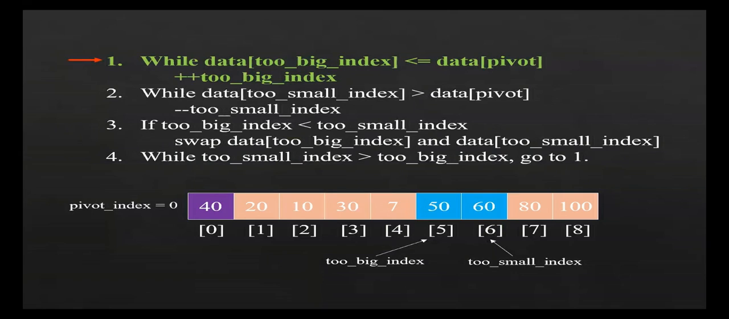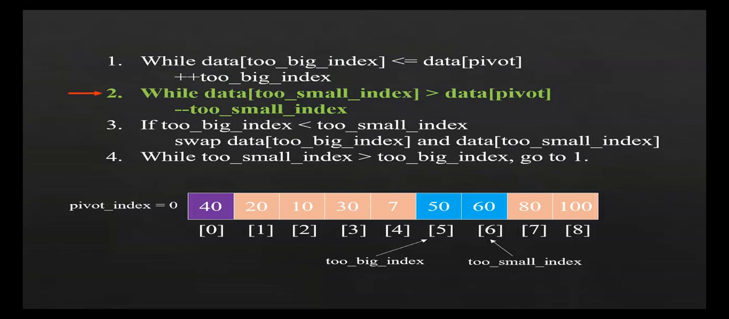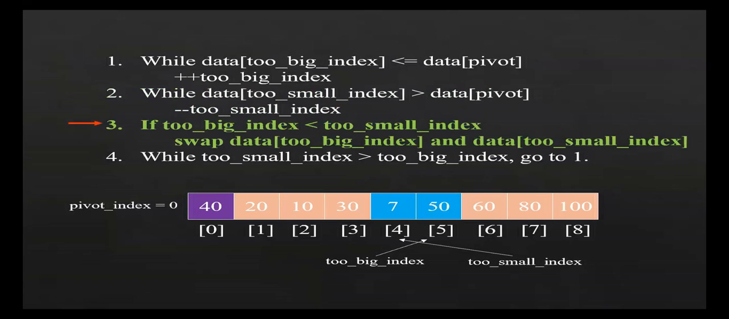For the next iteration, we see that 50 is greater than 40, so it stops and the current index is 5. For the right side traversing, we see 60, so we move backward and see 50. 50 is still greater than 40. Then we make another traverse and see 7. Now 7 is smaller than 40.